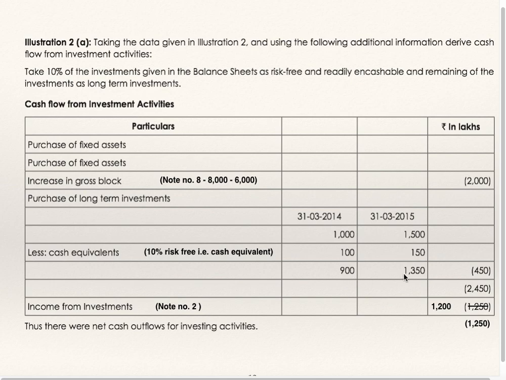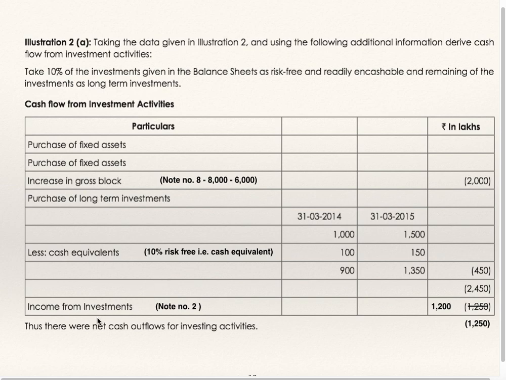Opening is 900, closing is 1350. Increase in investments, that means they have invested the difference, which is 450. So it is an outflow. Minus 2000 minus 450, 2450. This is outflow in investment activities.